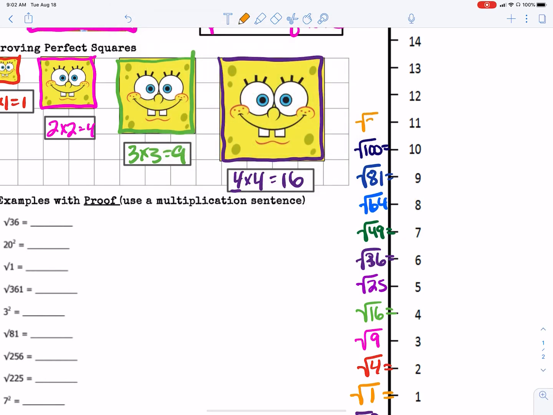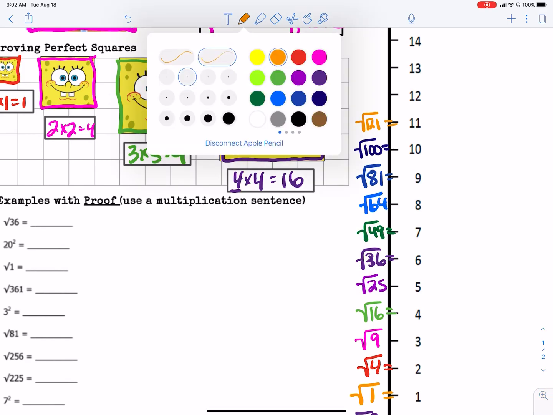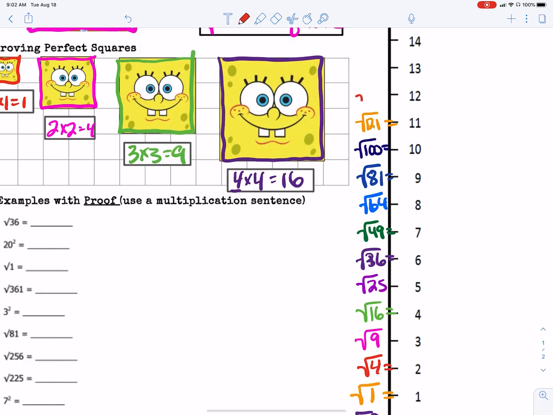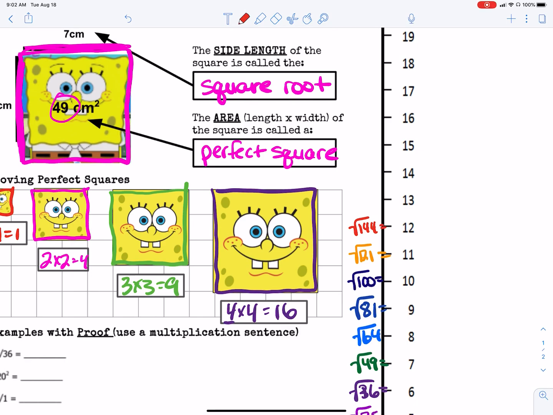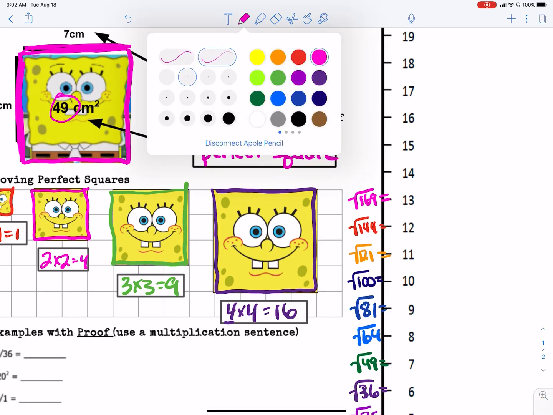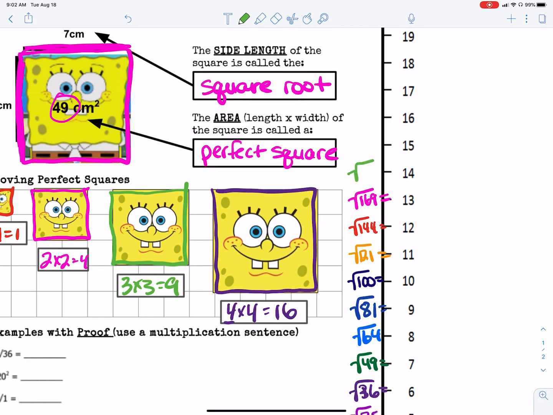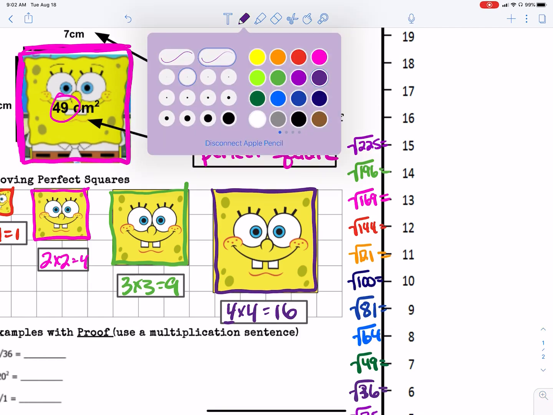11 times 11 is 121, and so the square root of 121 equals 11. 12 times 12 is 144, so the square root of 144 equals 12. 13 times 13 equals 169, so the square root of 169 equals 13. 14 times 14 is 196, so the square root of 196 equals 14. 15 times 15 is 225, so the square root of 225 equals 15.